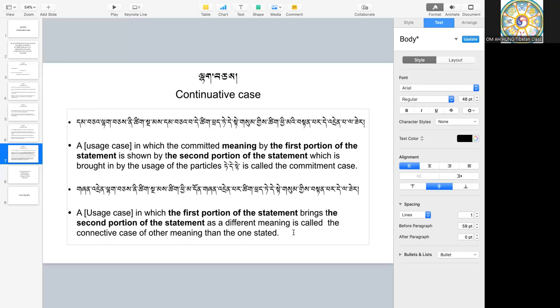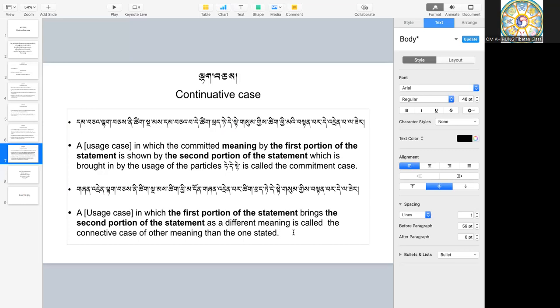Samjor, conjunction case. Samjol halche, conjunction case of the continuative case. Thamjol halche, commitment case of the continuative case. And finally, Shendel halche, the connective case of other meaning than the one stated of the continuative case. So 3 of these are the usage cases.